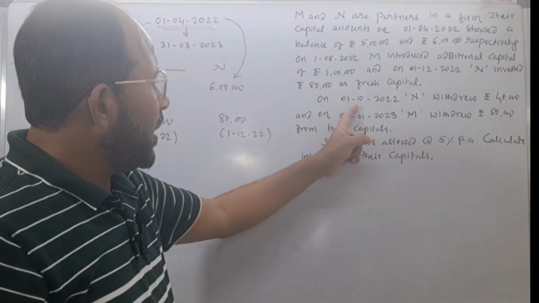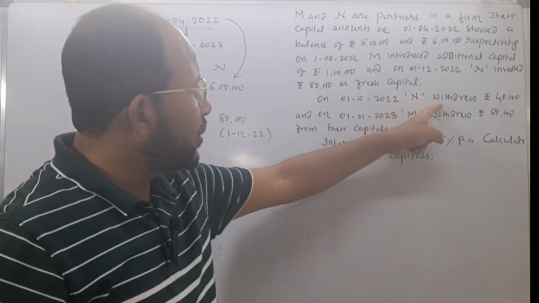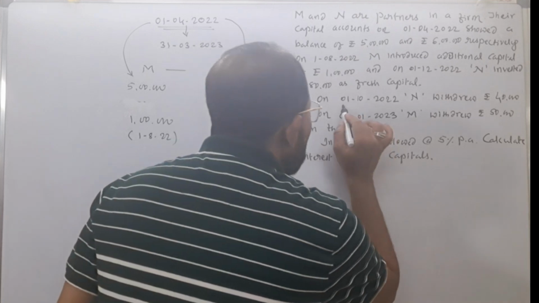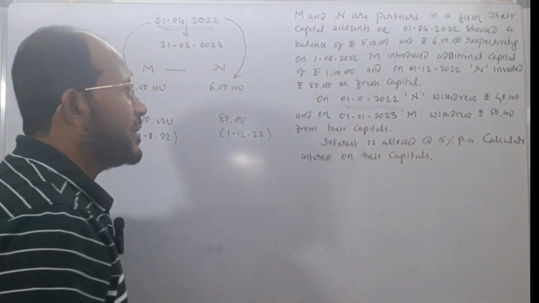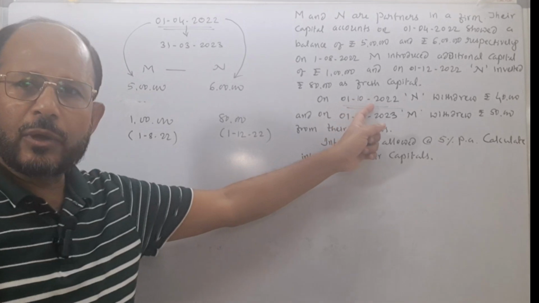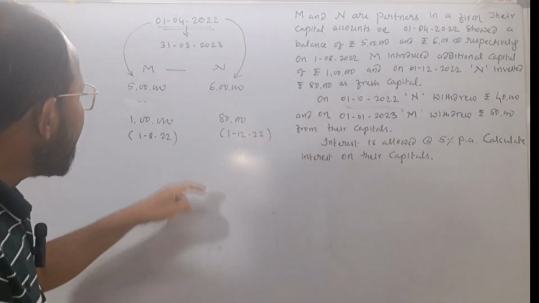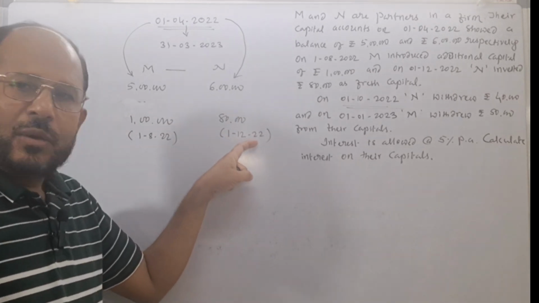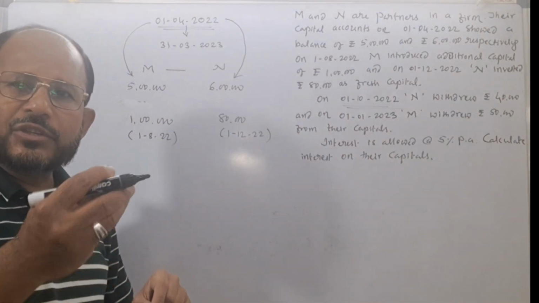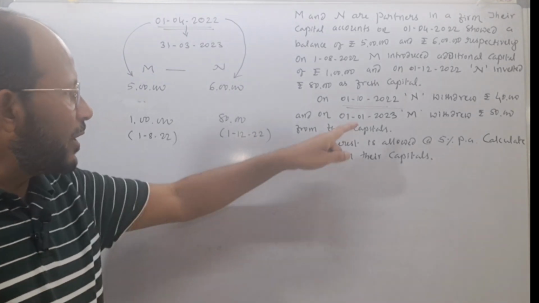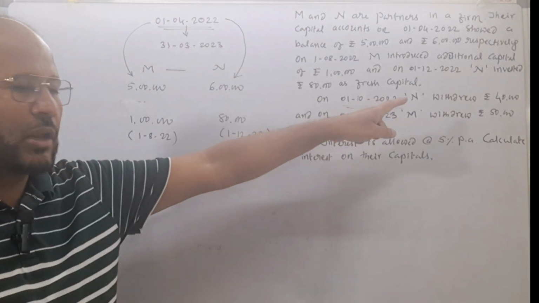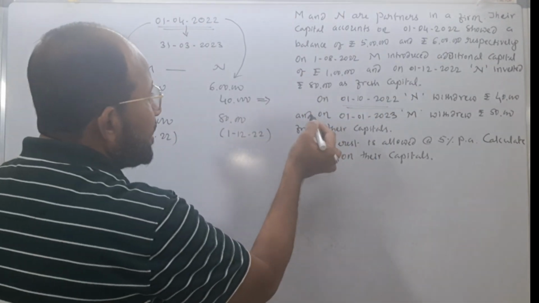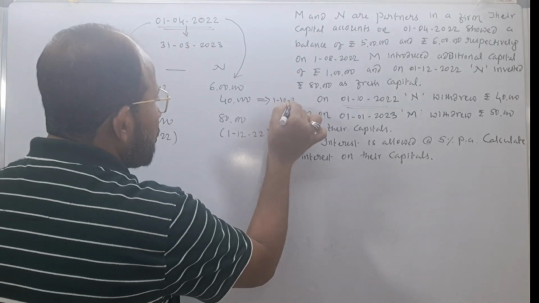On 1st October 2022, N withdrew rupees 40,000. Try to understand here. N withdrew rupees 40,000 from the business on 1st October 2022, when he invested his additional capital on 1st December 2022. But before investing the additional capital, in the month of October, he had withdrawn rupees 40,000 from the business. That is why he withdrew on which date? On 1st October 2022.